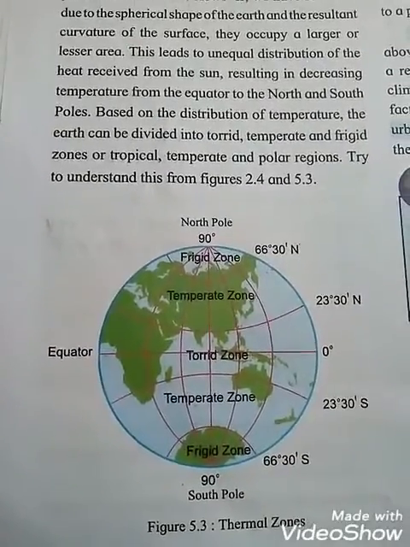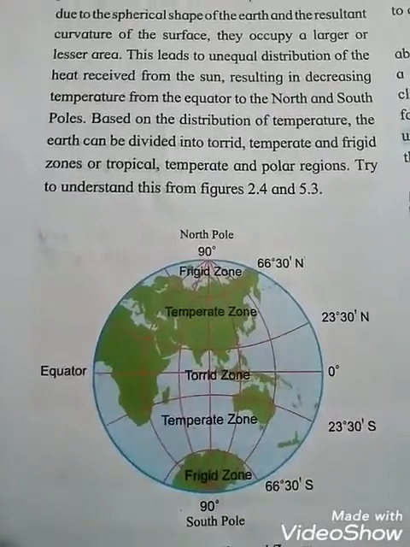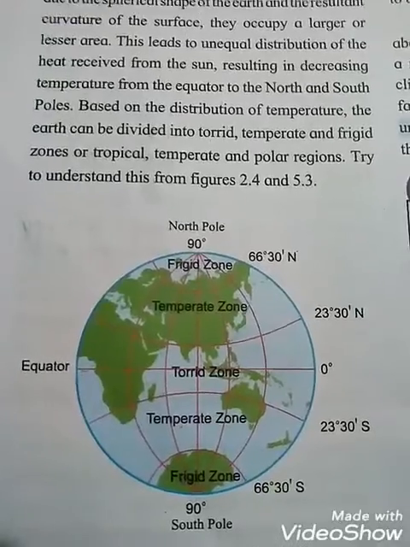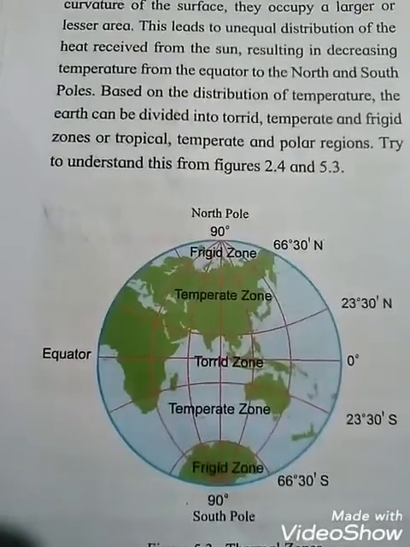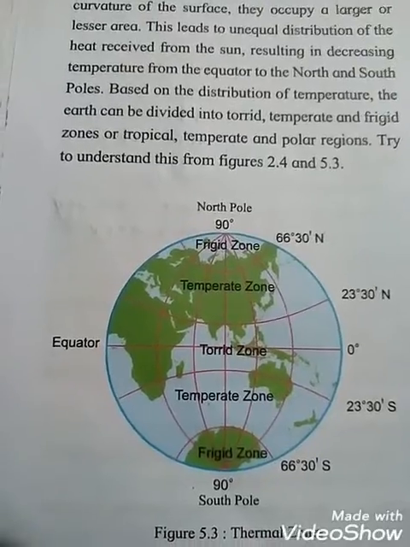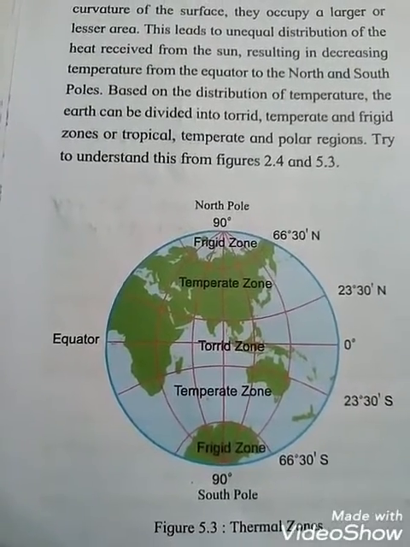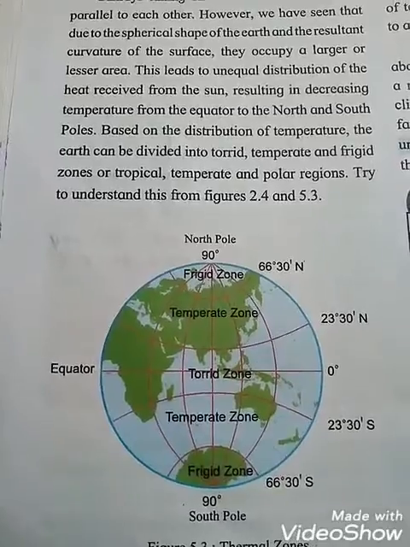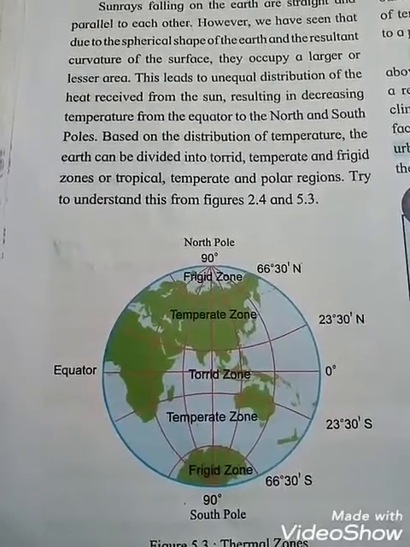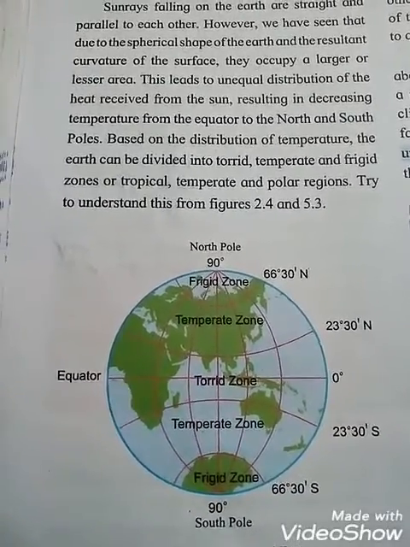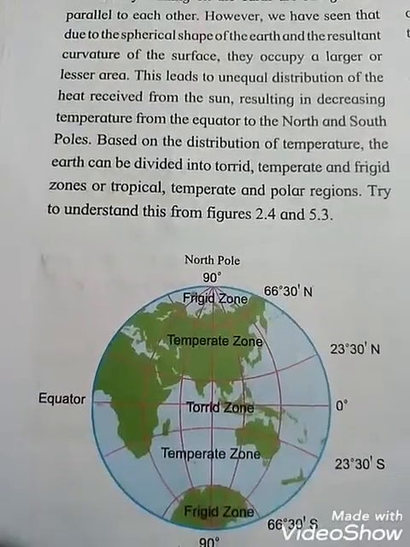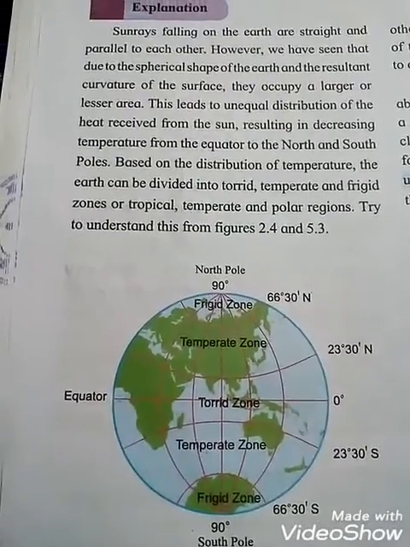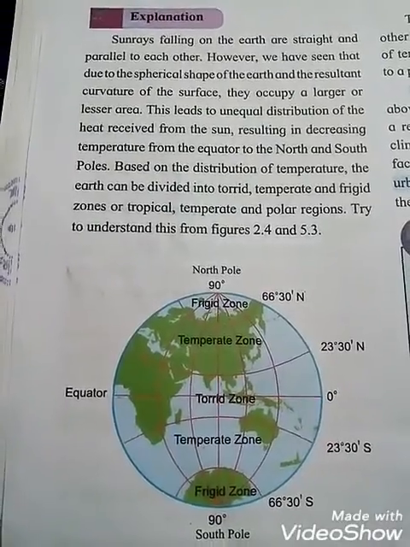And the same in the southern hemisphere. See students, the temperate zone at 23 degrees 30 south, the frigid zone at 66 degrees 30 south, and the south pole at 90 degrees. So figure 5.3 shows the thermal zones, you can see the picture. So this is how it was divided, and the equator always lies at 0 degree. Okay students, that is the torrid zone, and at the equator the sun rays follow perpendicular straight lines.